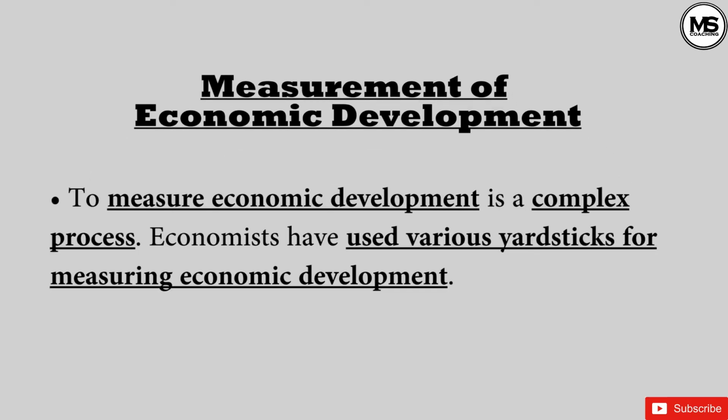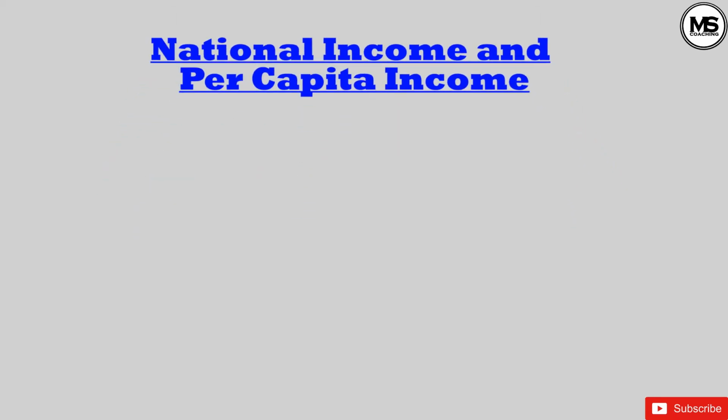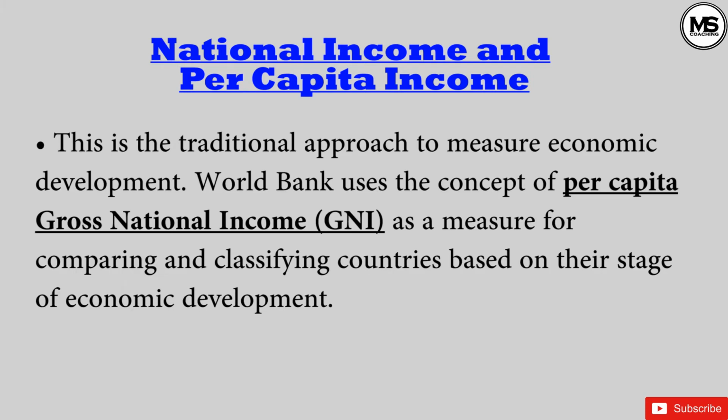Measurement of economic development. To measure economic development is a complex process. Economists have used various yardsticks for measuring economic development. National income and per capita income. This is the traditional approach to measure economic development. World Bank uses the concept of per capita gross national income, GNI, as a measure for comparing and classifying countries based on their stage of economic development.